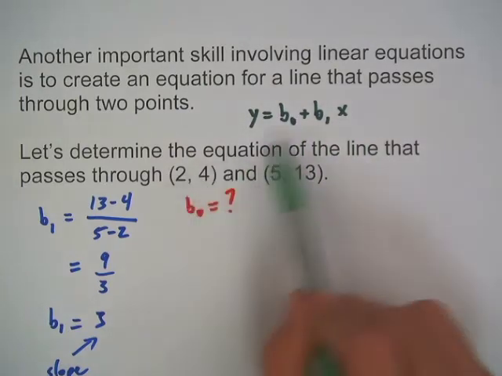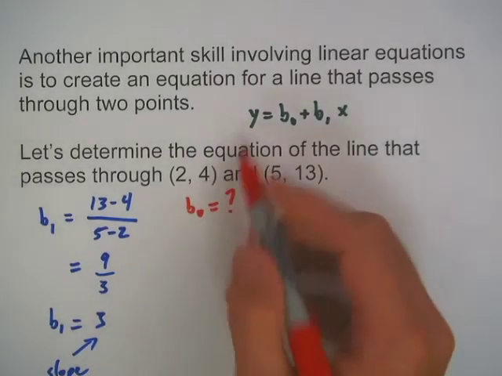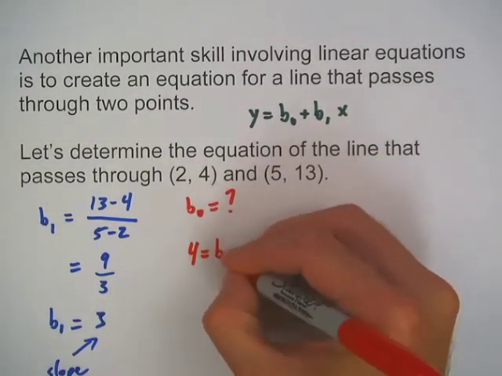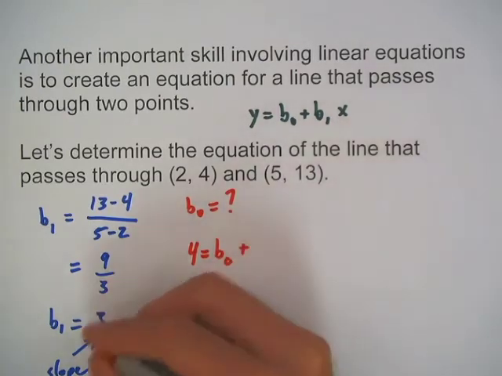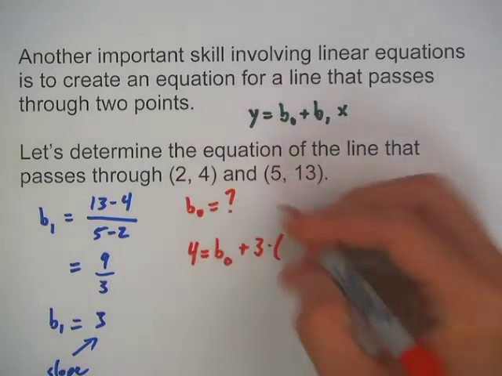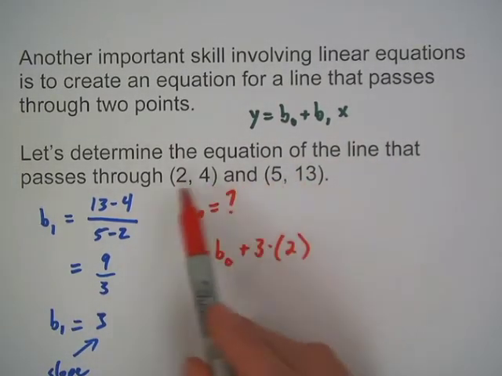So I'm going to do that here. I'm going to use 4 for y. b0 is unknown, so I'm going to leave that as b0. b1 we know is 3. And for x, we're going to use 2. Okay, you can't mix and match the x and y's from different points. We have to use an x and a y from the same point.